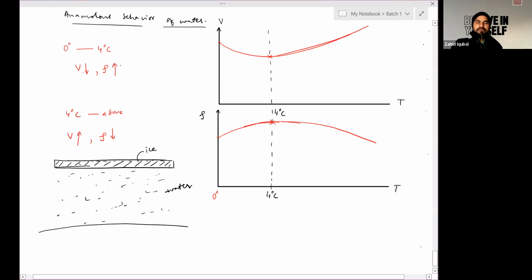Otherwise, if water behaved like the rest of the materials, on increasing temperature density would decrease, and on decreasing temperature density would increase. At 0 degrees Celsius, it would have maximum density. So ice would start to form from the lower part to the upper part, and then the whole water body would get frozen. So there would be no movement in aquatic life, hence they may die.